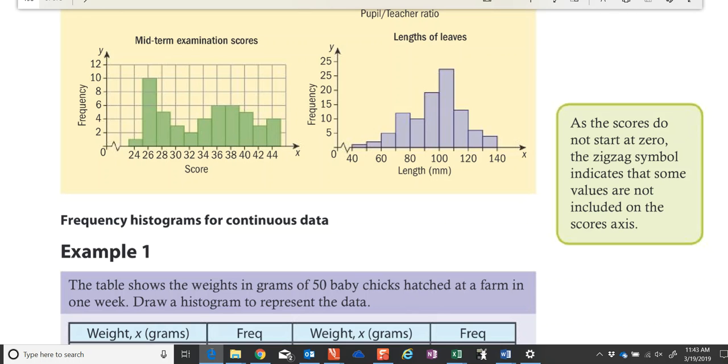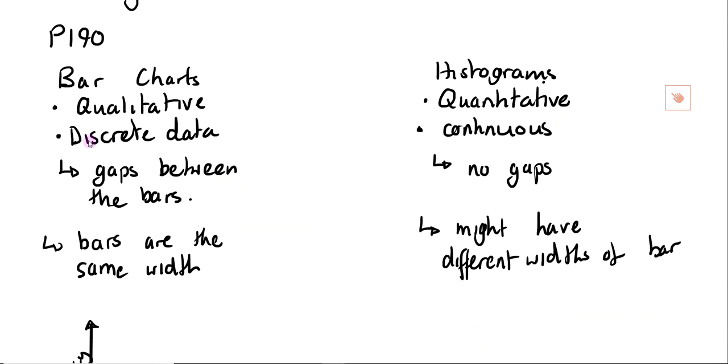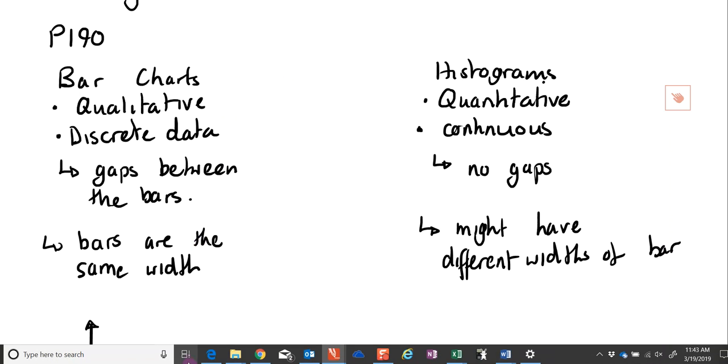What's the difference though between score and length? We were discussing this yesterday. Score is discrete and length is continuous. Yeah, so we've got score. So this is where I think on my notes I got something wrong, didn't I? Because if we look at that, we can't really say a histogram is not discrete data. Because it could be discrete, but it has to be quantitative, right? So what was the difference then?